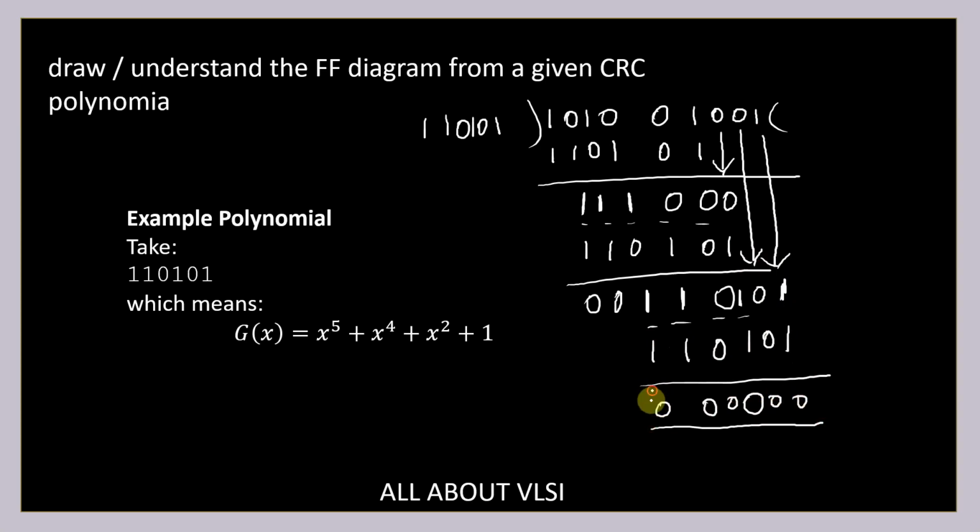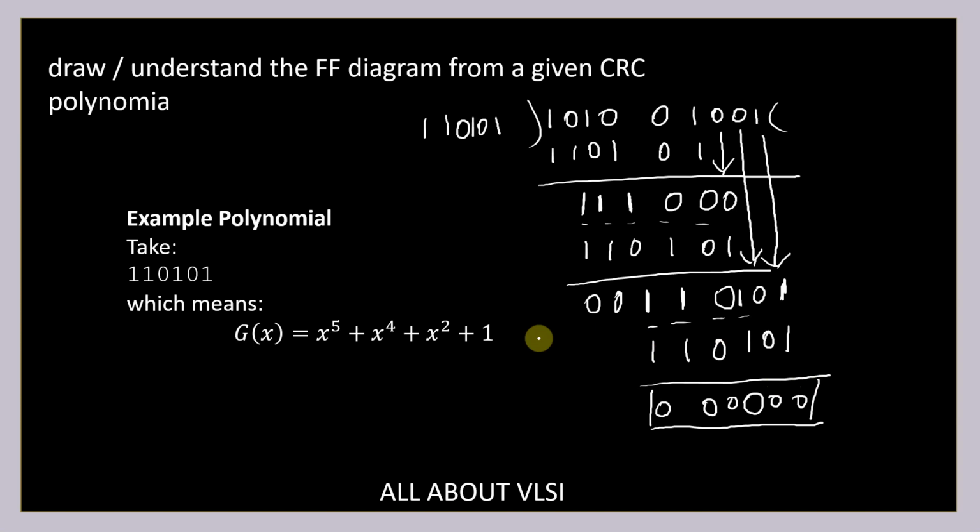That means whatever data I have received is valid data. If I get the remainder equal to 0, that means whatever data I have received is valid. If my remainder is not equal to 0, that means whatever data I have received is not valid data.